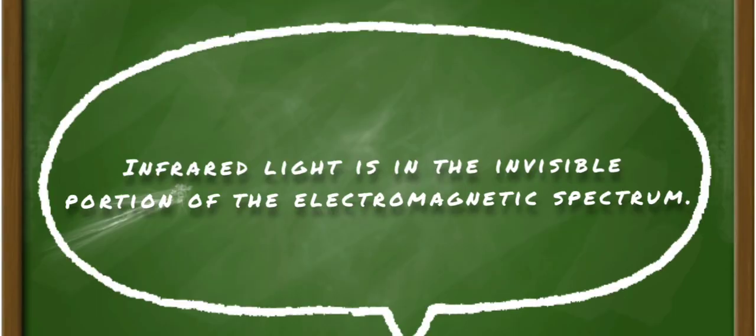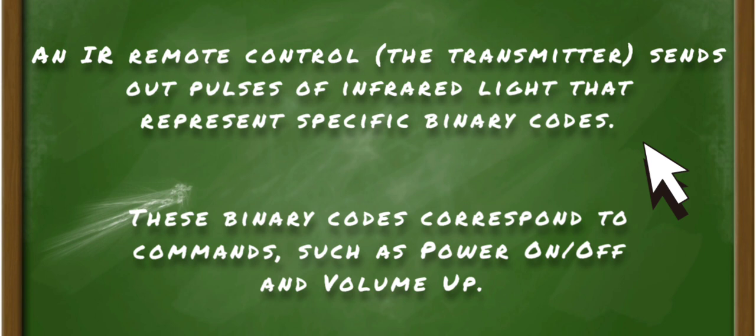The explanation is infrared light is in the invisible portion of the electromagnetic spectrum. In an IR remote control, the transmitter sends out pulses of infrared light that represent specific binary codes. These binary codes correspond to commands such as power on/off and volume up.